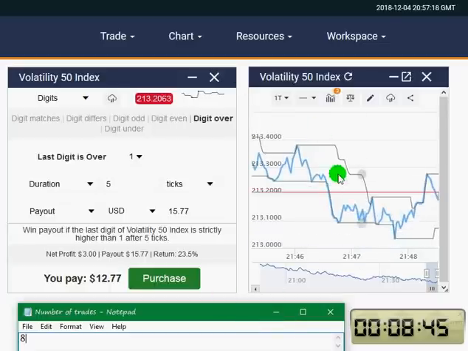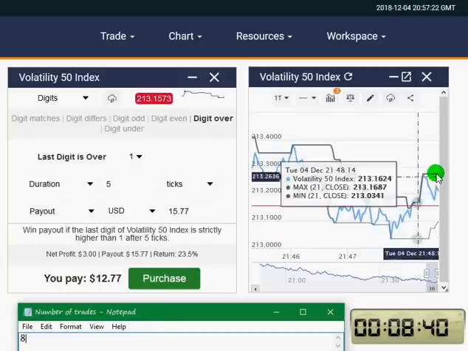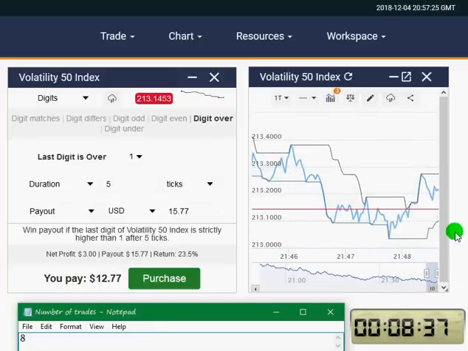So these are 8 trades. So we have to give it some time again to move up, to move close to the maximum indicator.